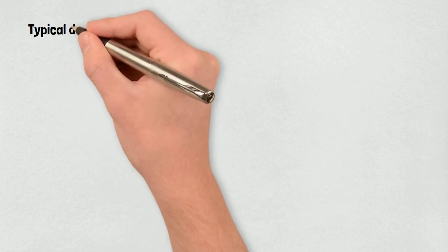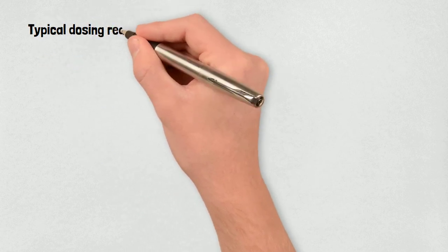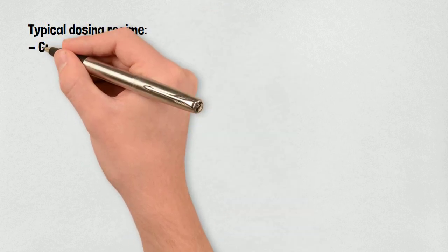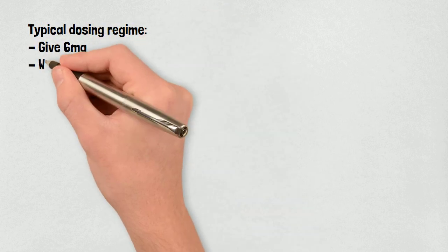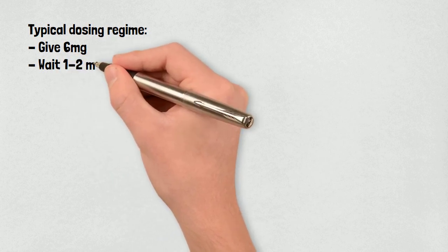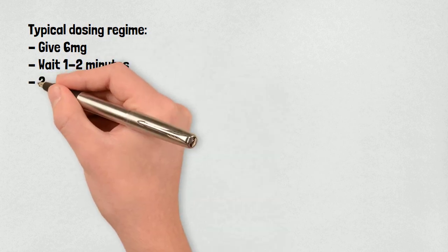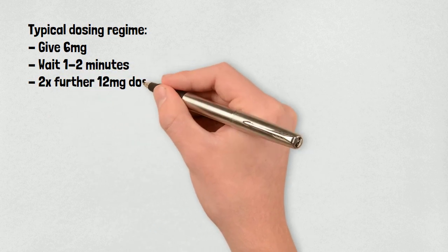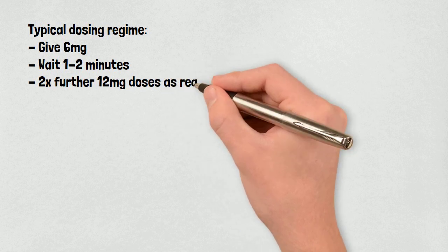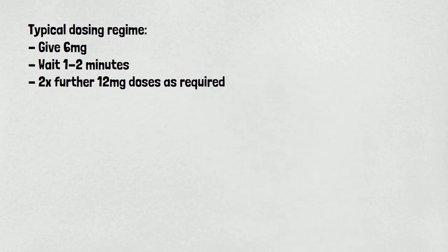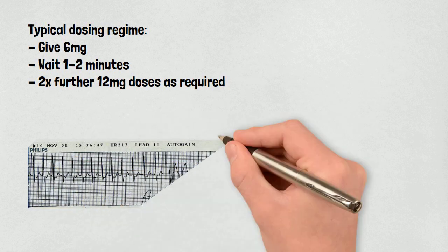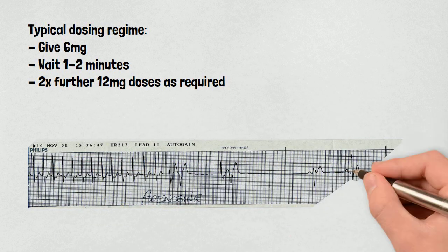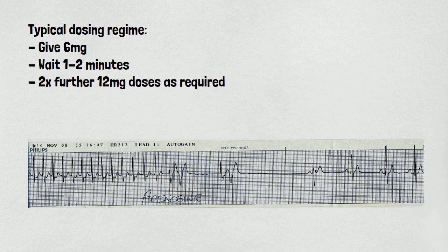When we're thinking about dosing regimes, typically we start with 6 milligrams. Like I say, you give that rapidly. You see if there are any effects, and you give it a couple of minutes. If there is resolution of the rhythm, fab, no further doses are required. However, if they're still in the abnormal rhythm, then you can give 2 further doses at 12 milligrams each, with this 1 to 2 minute spacing. After that, I think about getting more senior help or thinking about electrical cardioversion.